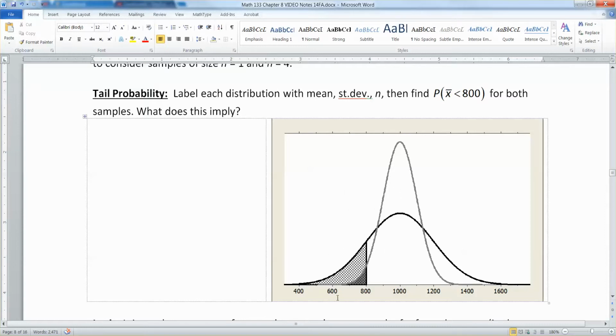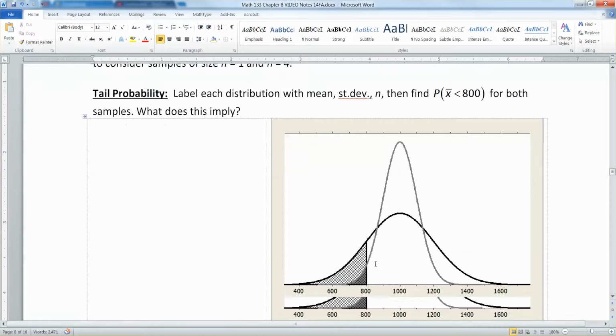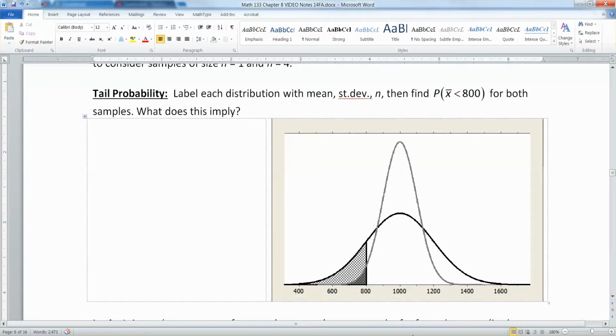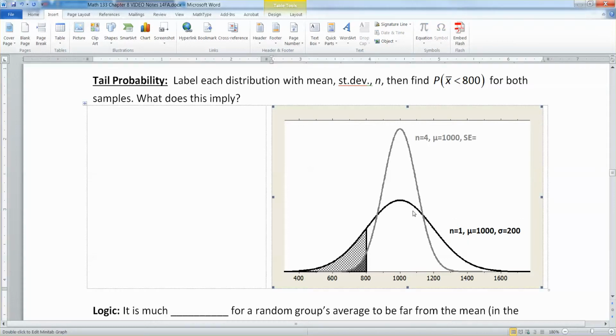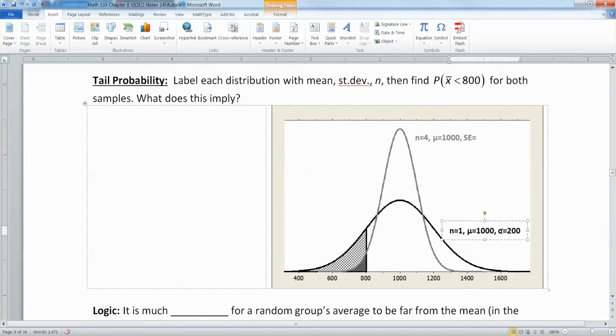And what does this imply? So I have here my curves. We want to label them. One is for n equals 1 and one is for n equals 4. So let me label those. There we go. So this black curve is when n is equal to 1, and the mean is 1,000. You can see that center line at 1,000, and you can see that the inflection point's about 200 away. So the standard deviation is 200. And I can actually label it with the symbol sigma because this was for n equals 1. That means the standard error is the standard deviation. All right, so that's that curve.